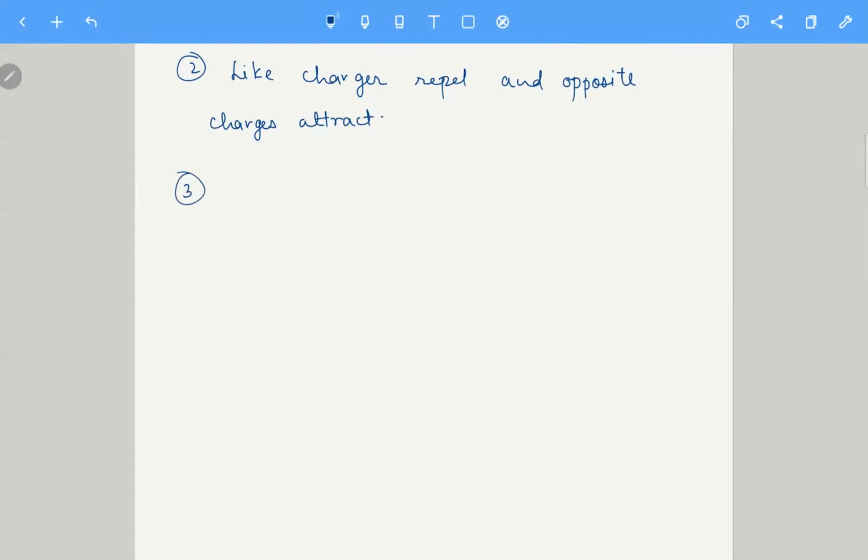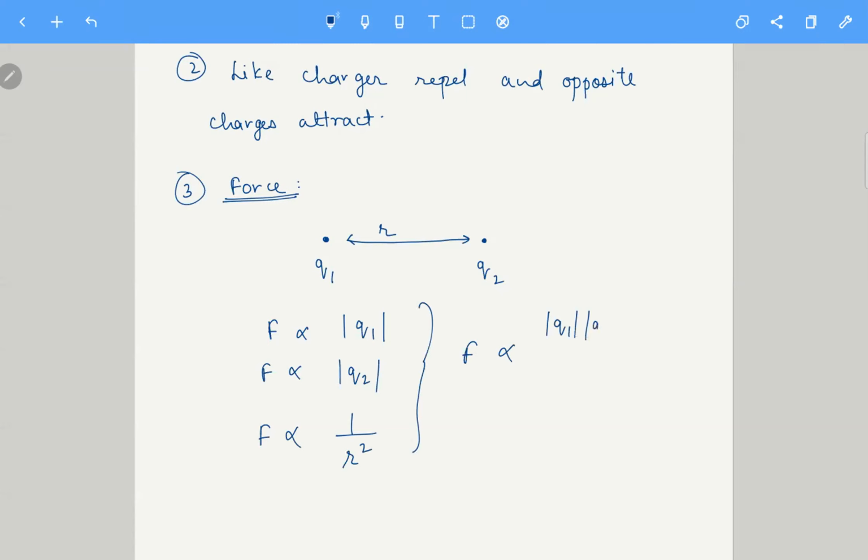The third point is related to the force between two charged particles. If we have a charged particle Q1 and a charged particle Q2 separated by a distance R, the force is found to be directly proportional to the magnitude of charge Q1. Force is proportional to the magnitude of charge on Q2. It is inversely proportional to the square of the distance between the charged particles. The force is found to be proportional to Q1 Q2 upon R square.